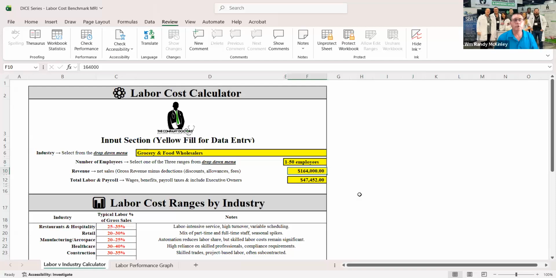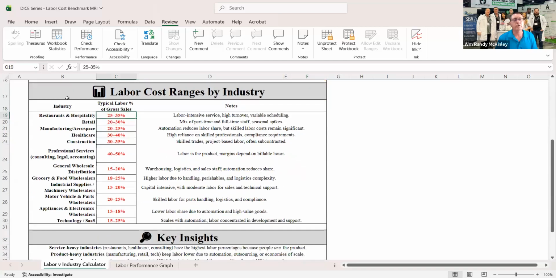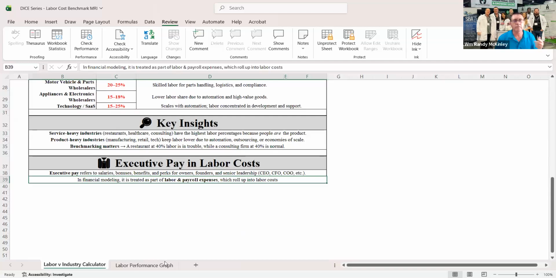And then you're putting in the revenue that you made that month. It's your net sales minus your discounts and that sort of thing, then your labor and your payroll. And what you will see down below is we actually have it broken down by industry, so you have a good idea where that industry falls on a labor standpoint as well as executive pay.